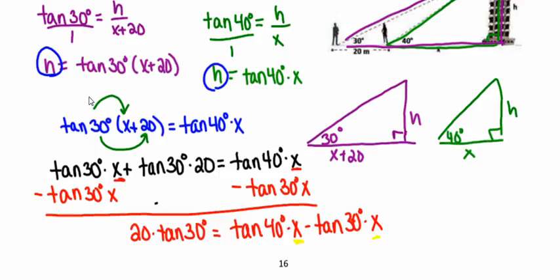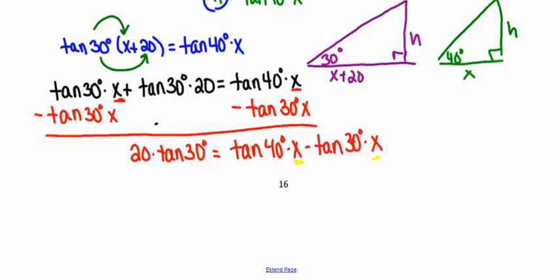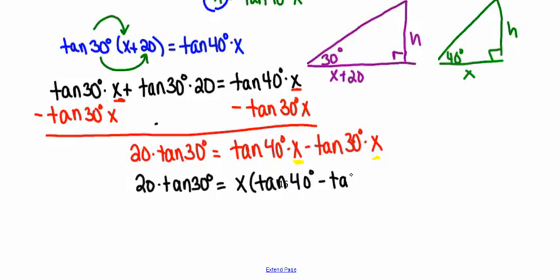This is important because in the next step now, I'm going to go ahead and factor. In particular, I'm going to factor out that x. So I bring down on the left side my 20 times the tangent of 30 degrees. And on the right side, I've got x times, in parentheses, the tangent of 40 degrees, subtract tangent of 30 degrees.